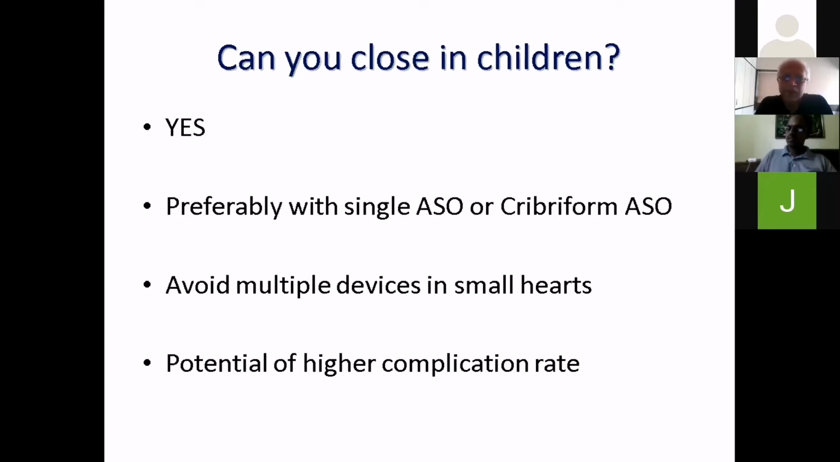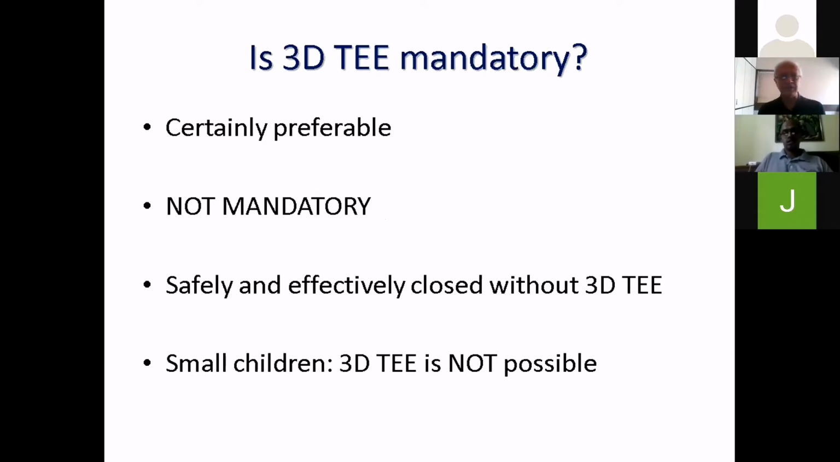But our preferred strategy is to use a single ASO or single Cribriform device and avoid multiple devices in small hearts. Although there is no data to support this, I think the logic suggests that if you use multiple devices in children who have smaller hearts, there is a higher potential for complications in terms of erosion as well as in terms of compression of the surrounding structures like the AV node, the AV valves, the pulmonary veins, and what have you. Is three-dimensional TE mandatory?